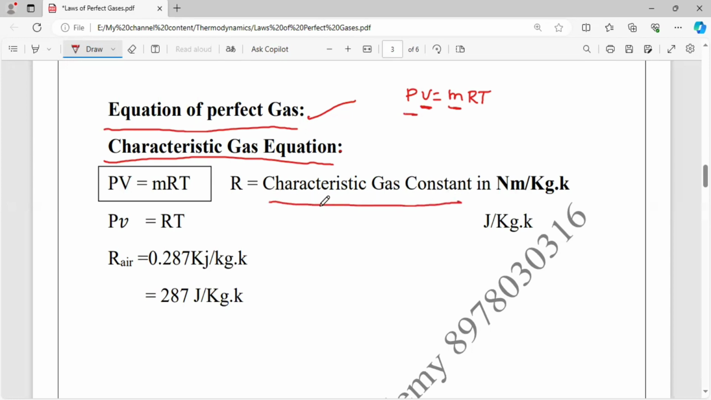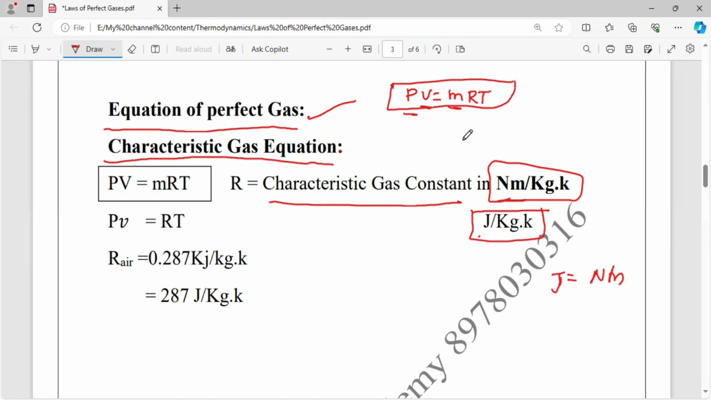Characteristic gas constant has the units of Newton meter per kg Kelvin, or joule per kg Kelvin. Here one more observation: 1 joule equals 1 Newton meter.